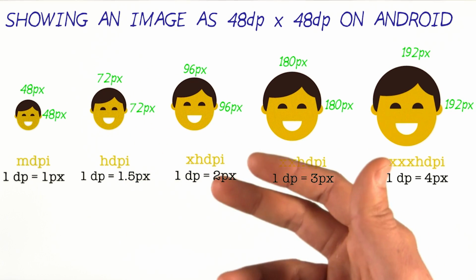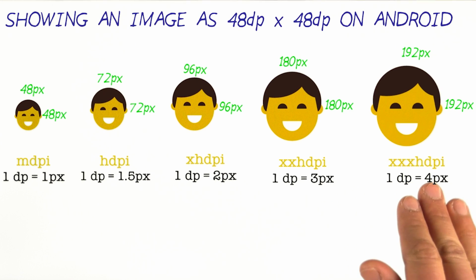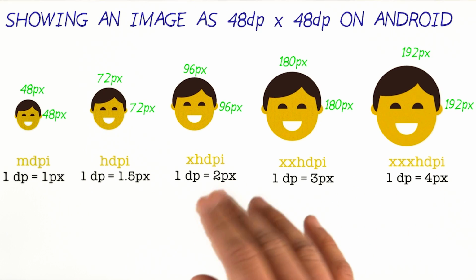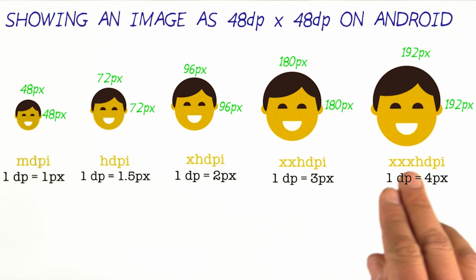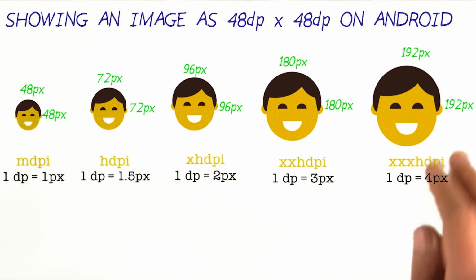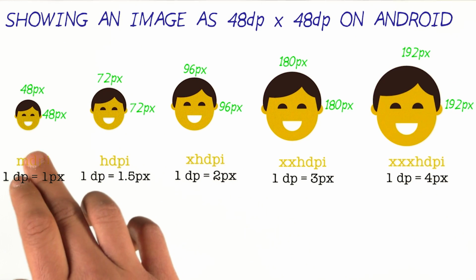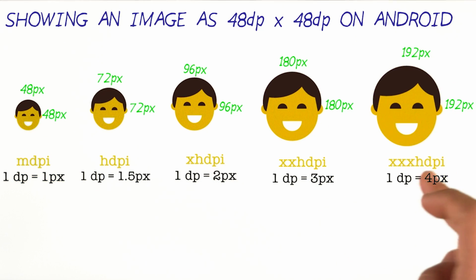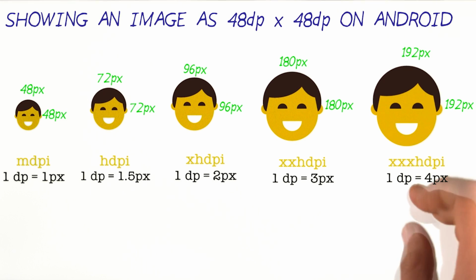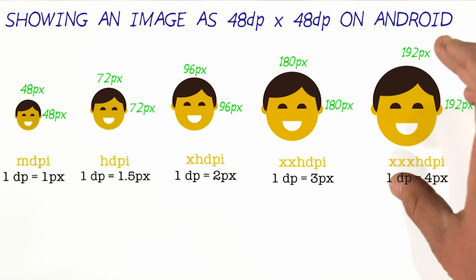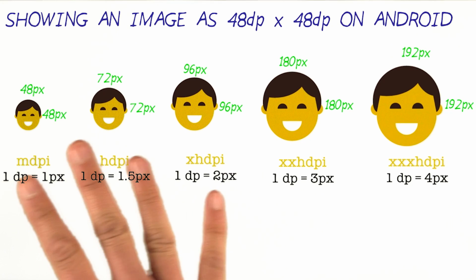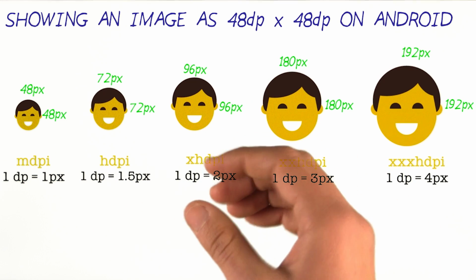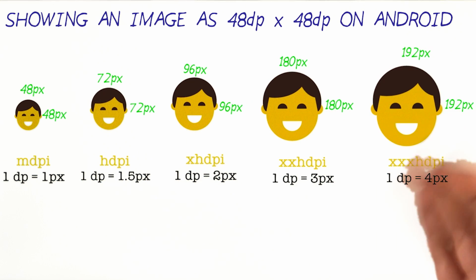We can repeat similar calculations for higher resolutions using the provided ratios. And as you can see here, the XXXHDPI version of the image will be a lot larger than the MDPI version. But that's because the XXXHDPI device has a lot more pixels on its screen. So in the end, all these images will appear the same physical size to the user on their respective devices.